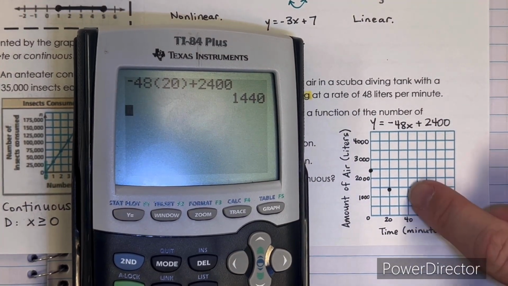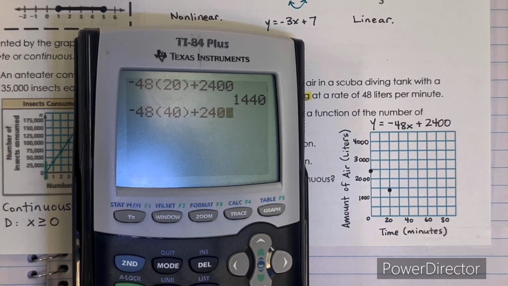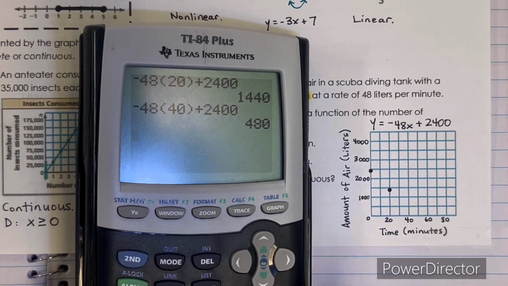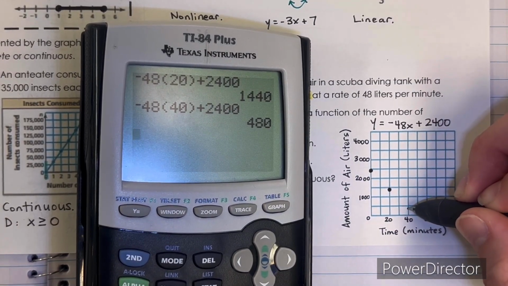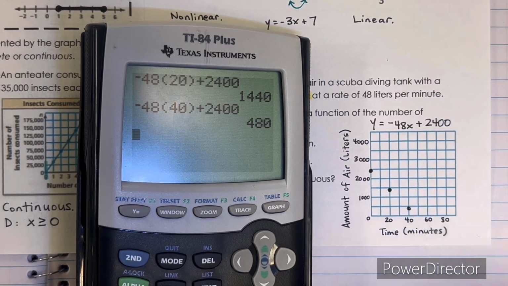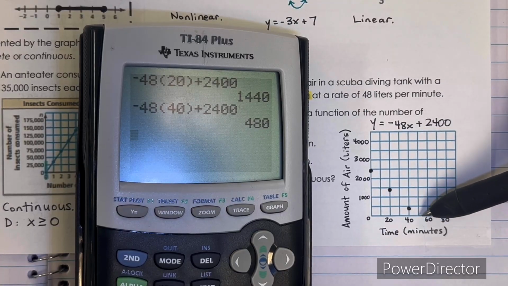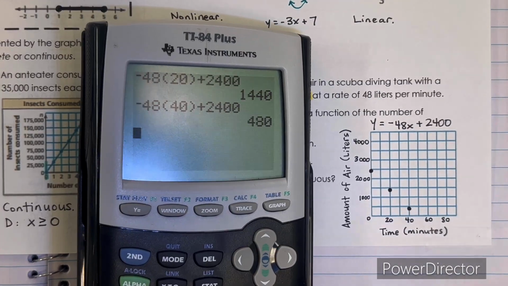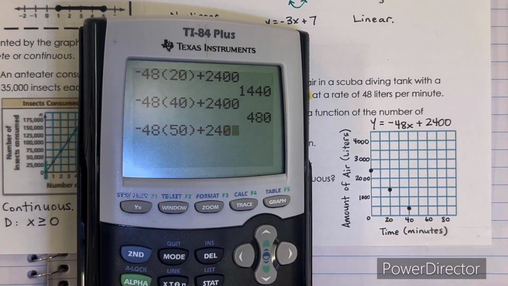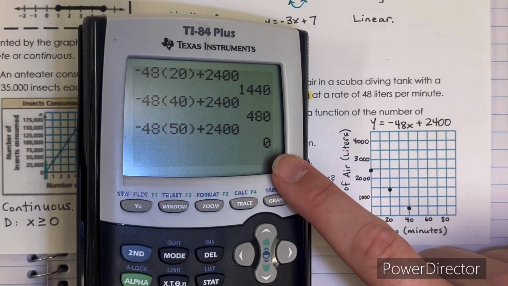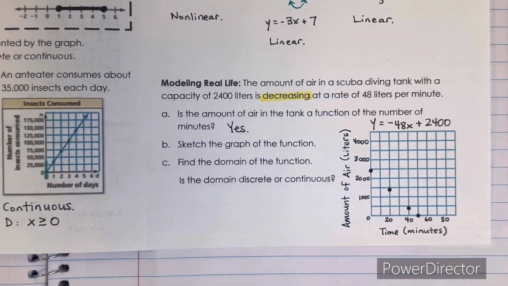Now I'm going to check at 40. So same thing, I'm just plugging in my 40 minutes because I'm trying to sketch out this graph. So at 40 minutes, we only have 480 liters left, which is a little bit less than half. So about right there. Now, I think that it's going to run out of air before we get to 60, so I'm going to try this middle mark right here. So negative 48, that's 50 minutes, by the way. Ooh, and that is when it runs out. So at 50 minutes, we hit 0.